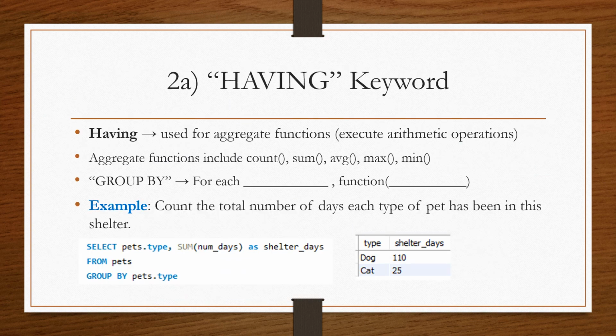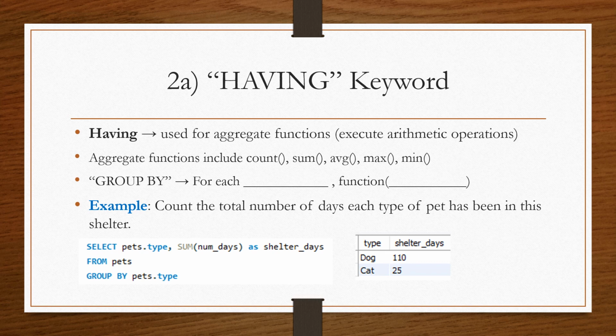Alright, so now we're going to look at the having keyword. The main idea for the having keyword is that it is used for aggregate functions. And what are aggregate functions? These functions execute arithmetic operations. These functions include count, sum, average, max, and min. In order to understand the having keyword, we're actually going to look at the group by keyword first, so that the next example will be much clearer for you.